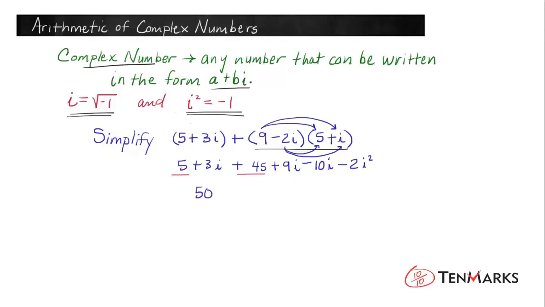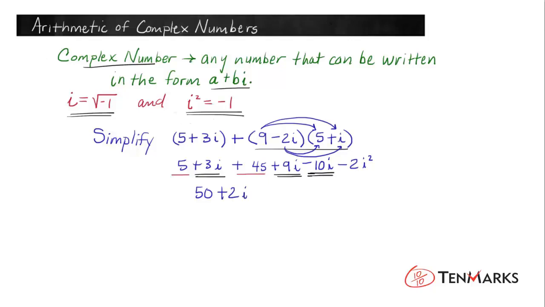And then let's look at the imaginary parts. You have a plus 3i and a plus 9i and a minus 10i. Again, notice that I'm including the sign with the number. So plus 3 and plus 9 is a plus 12i, minus 10i gives us a plus 2i.